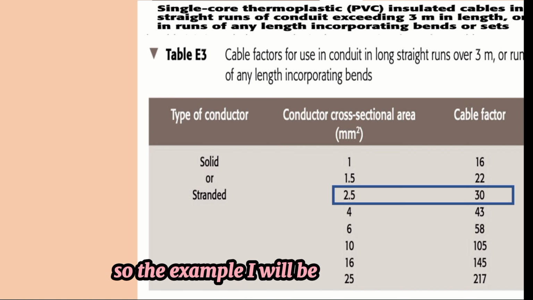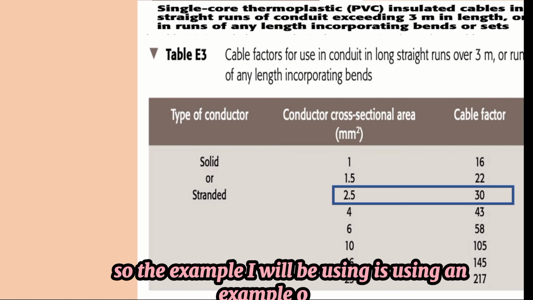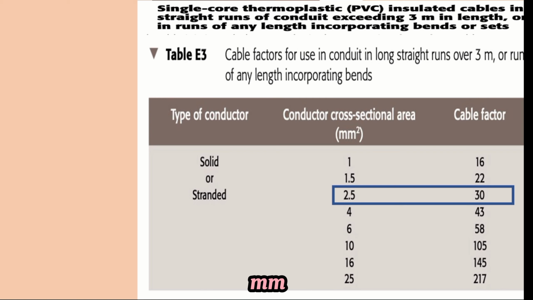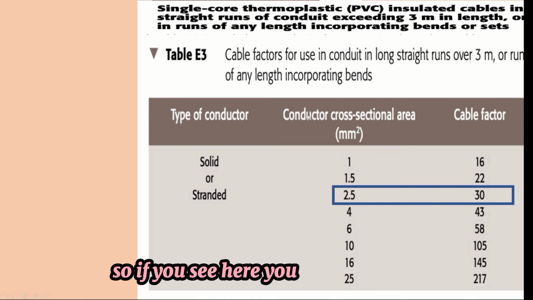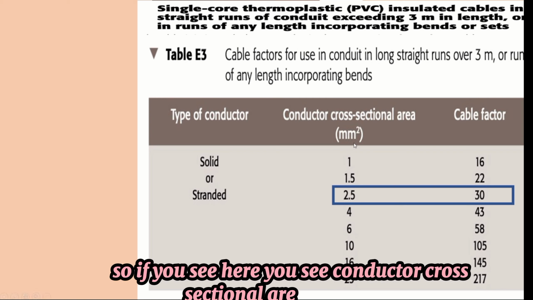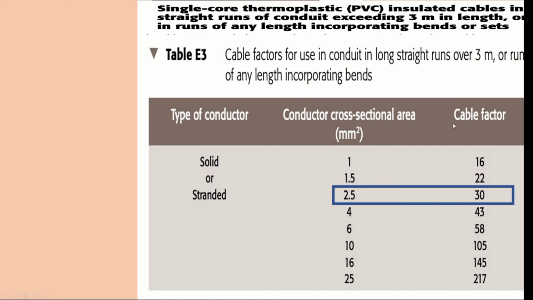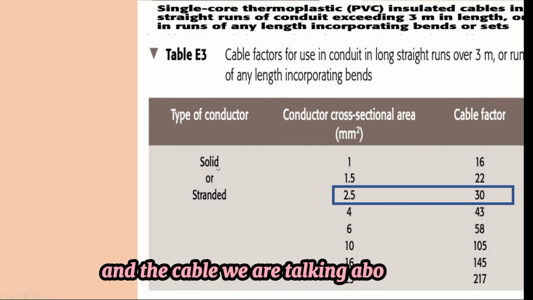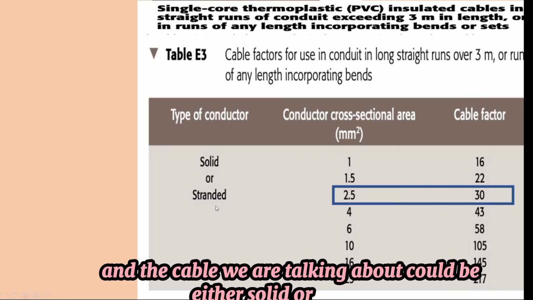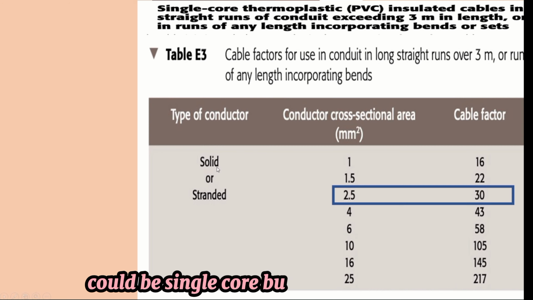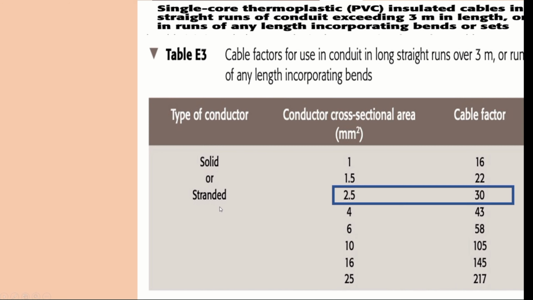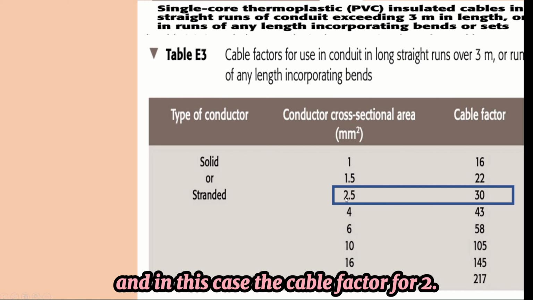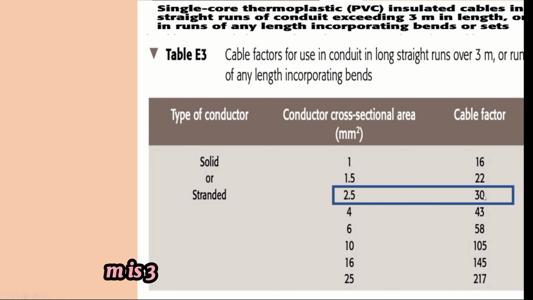So the example I'll be using is a 2.5 mm cable. If you see here, you see conductor cross-sectional area, that is 2.5 mm. And the cable we're talking about could be either solid or stranded. It will be single core, but either solid or stranded. And each cable has what they call a cable factor. And in this case, the cable factor for 2.5 mm is 30.